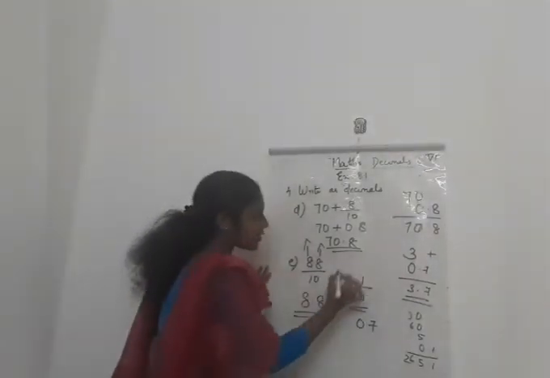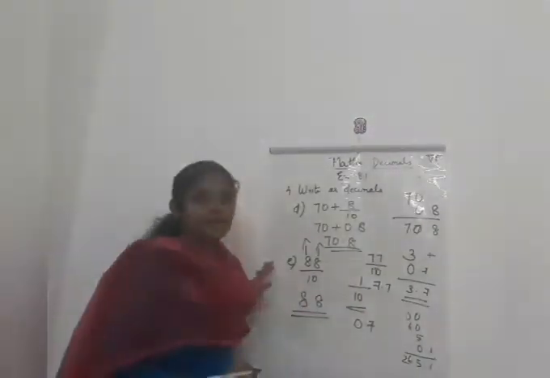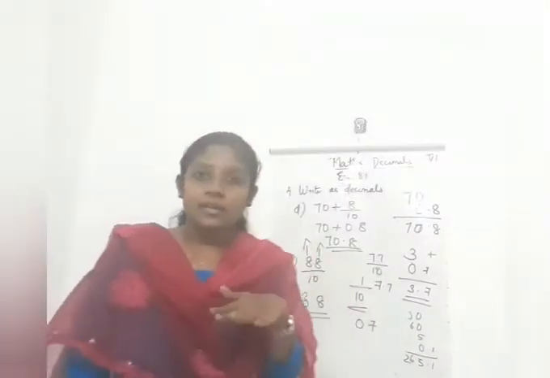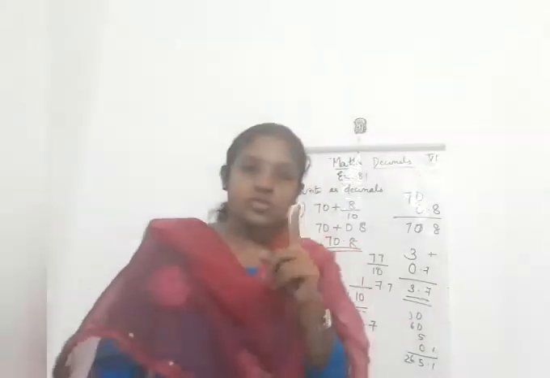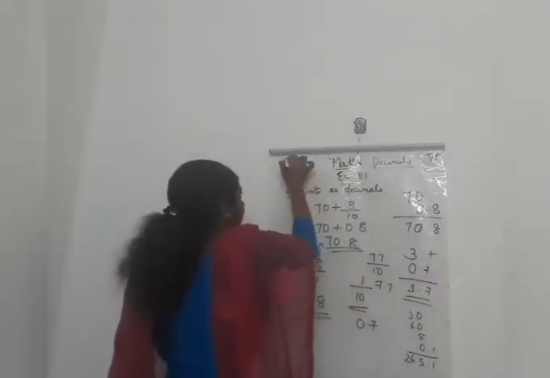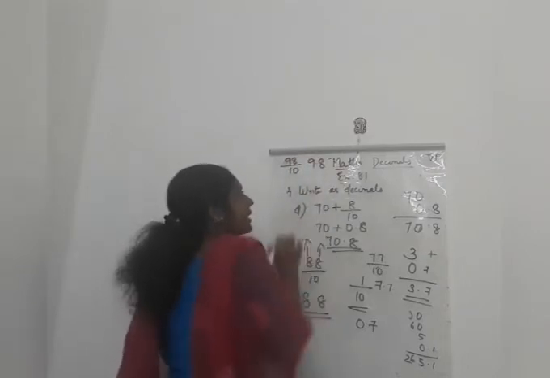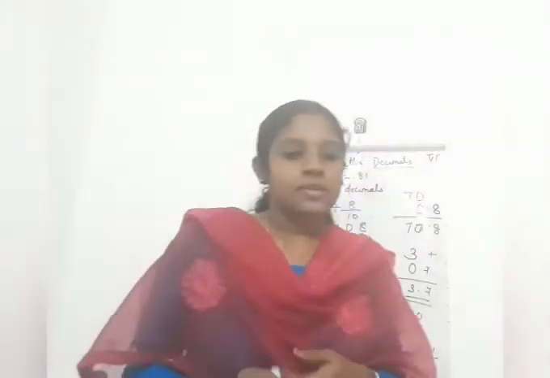സോ 77 by 10 എന്ന് പറയുന്നത് 7.7. ഓക്കെ, 100 ആണെങ്കിൽ 2 പ്ലേസ് വരാം, പക്ഷേ 10th പൊസിഷൻ എന്ന് പറഞ്ഞാൽ ഒറ്റ പ്ലേസേ വരത്തുള്ളൂ. സോ വൺ മോർ എക്സാമ്പിൾ, 98 by 10. It is 9.8. Okay.